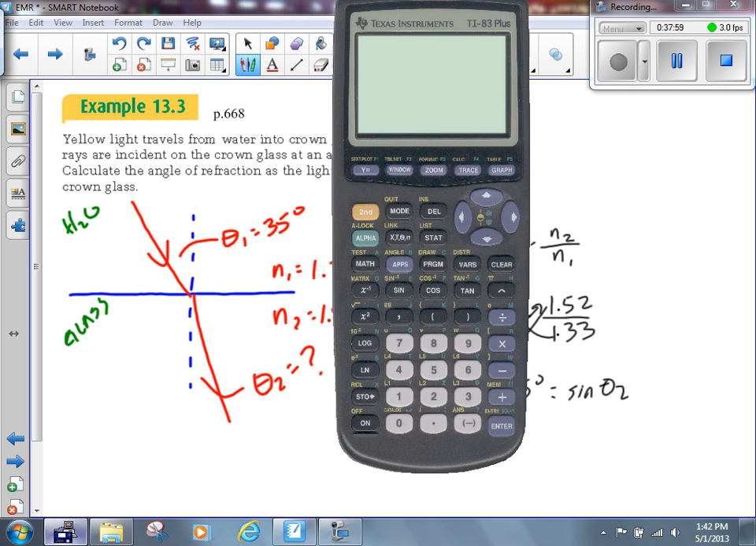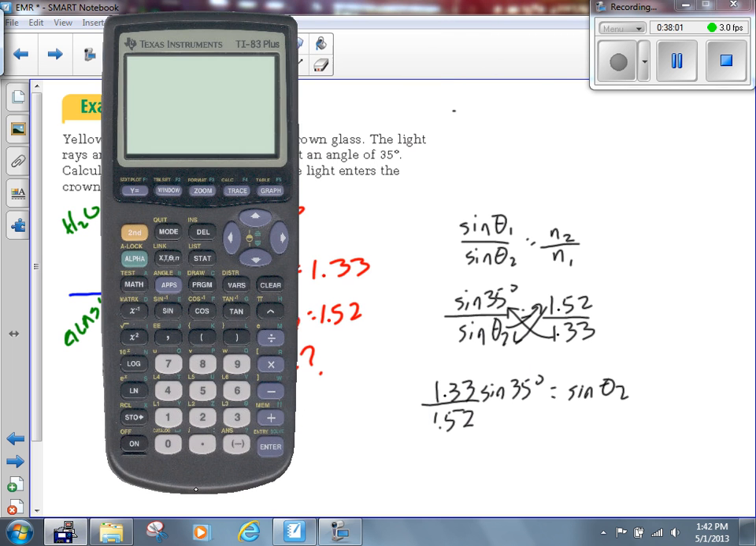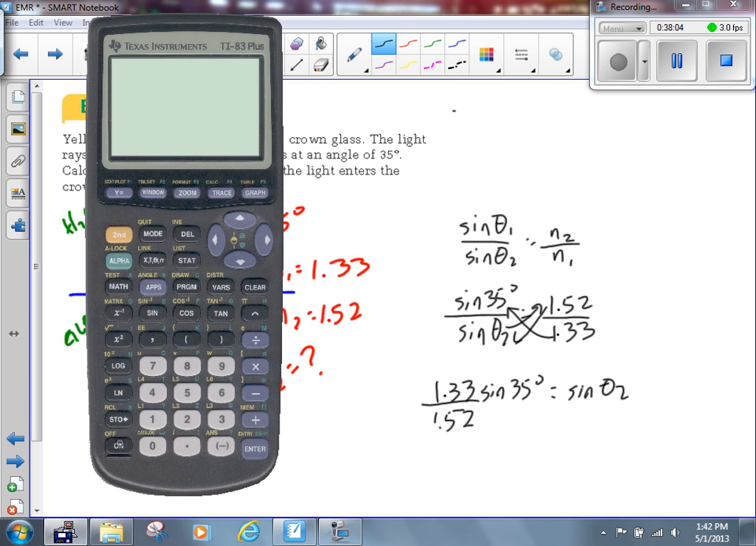Let's do this as a class to make sure we can get the right number for this now. Let's say 1.33 divided by 1.52 equals 0.875. Let's multiply that by sine 35. We get 0.501879. Now, how do we get that into theta? That's sine theta 2. To get that to theta, second function sine works out to be 30.1 degrees.